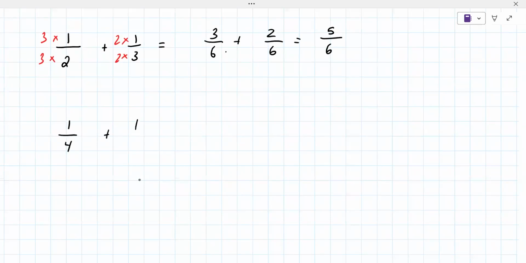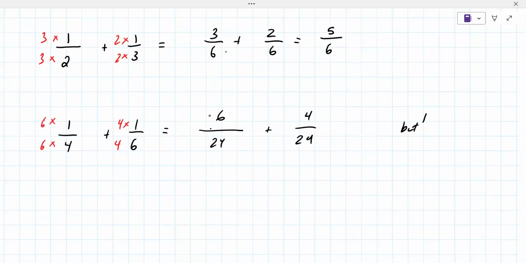1/4 plus 1/6, okay? Well, you could do the same thing. You could say, okay, I'm going to multiply by 6, and I'm going to multiply by 4, okay? And this becomes 6/24 plus 4/24, but is 24 really the LCM of 4 and 6? And the answer is no.